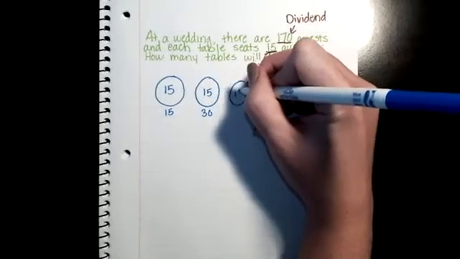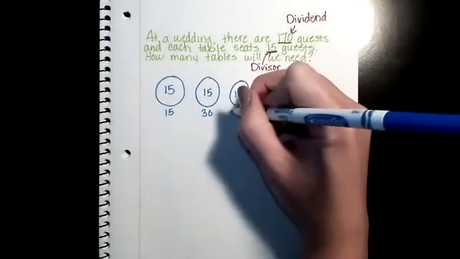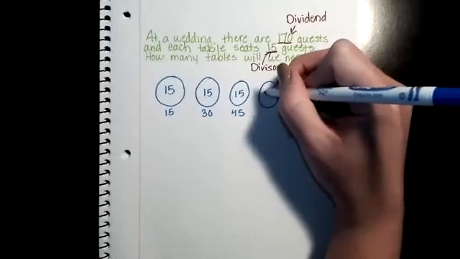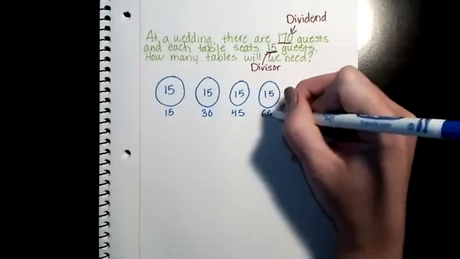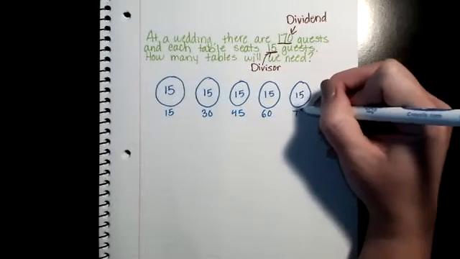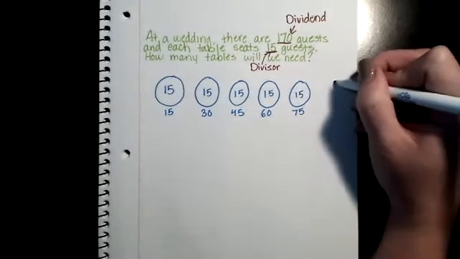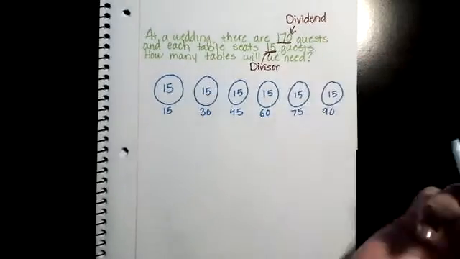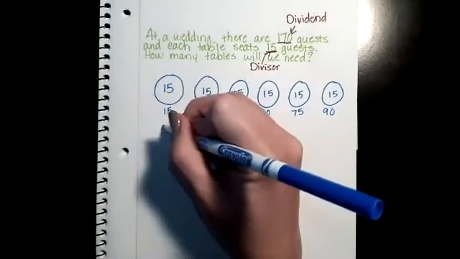Another table. My circles are going to get smaller and smaller. Sorry, guys. 45. Another 15, that's 60. Another 15, that's 75. Another 15, that's 90. All right, I'm still not at 170, so I'm going to keep adding tables.